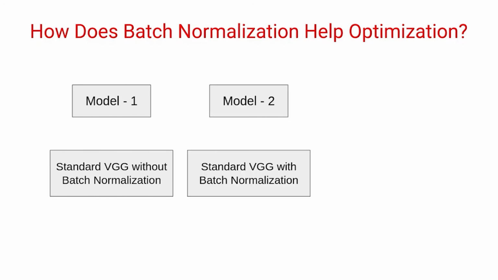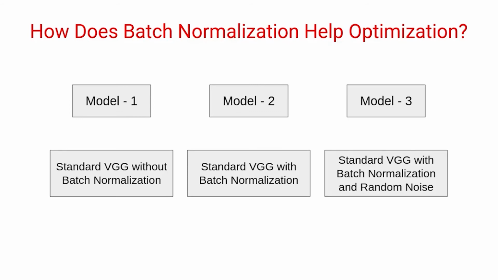The second one was a standard VGG network with a batch normalization layer. And the third model was the standard VGG network with a batch normalization layer and random noise. This random noise had non-zero mean and non-unit variance and is generated randomly for each layer. It is then added after the batch normalization layer to introduce covariate shift into the activations. They made 2 conclusions from this.